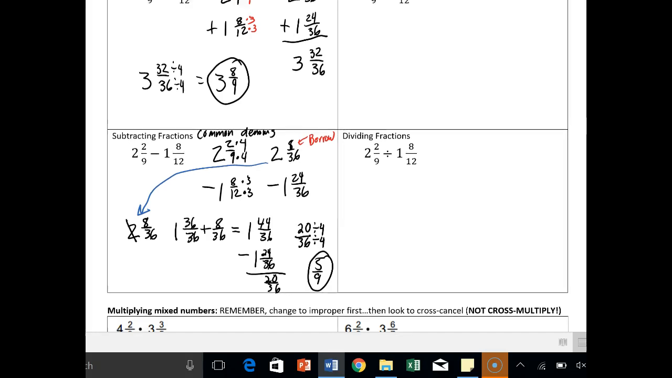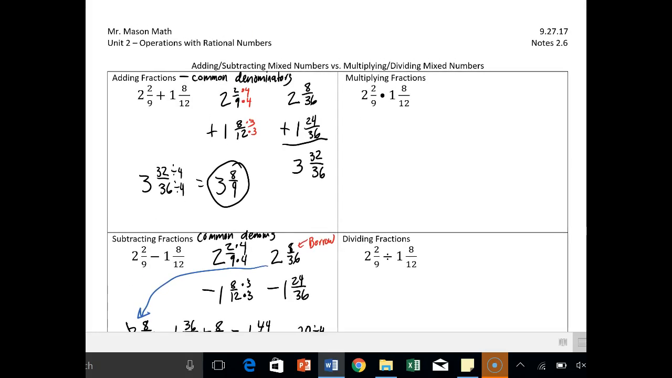Now, the key thing with multiplying and dividing fractions is before you decide to do, all right, 2 times 8, 9 times 12, 2 times 1, you actually have to change these fractions into improper fractions. That's the biggest thing that you have to do, all right? So change to improper.